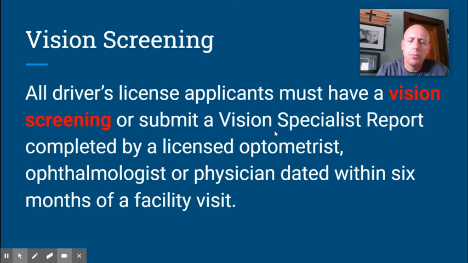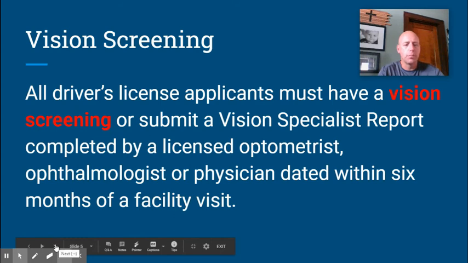So for a vision specialist report, you just go to your eye doctor and you have them fill it out. They have to use a special form, and I can either print that form out for you, or if you just go on to cyberdriveillinois.com, you can find the form there and print it out. Your eye doctor may already have the forms printed out and on hand at the office, but it's got to be put on this special vision specialist report form. You can't just take a regular eye doctor prescription, and you have to actually have this form filled out. And that form has to be dated within 6 months of when you are applying for your license.